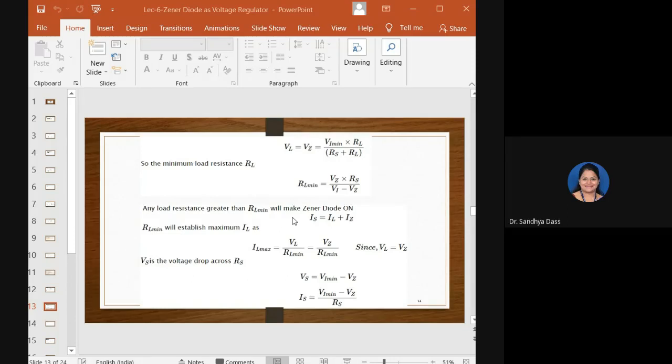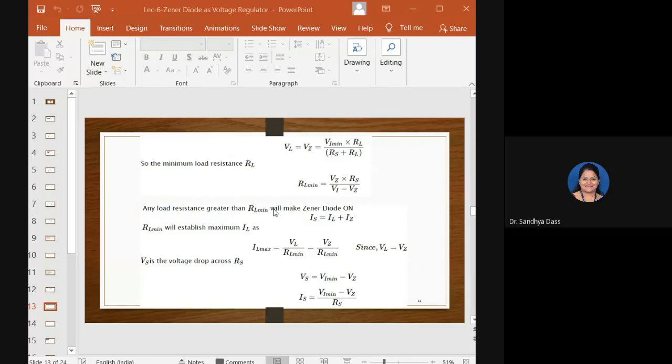That is what I mentioned, because there should be some minimum Zener current which will take the Zener diode into the Zener breakdown region. Actually it is the other way around. In the Zener breakdown region, there will be conduction of the Zener diode and there will be some minimum Zener current, right? So that minimum Zener current is required to turn on the Zener. So for that, there should be some minimum value required from the load resistance.